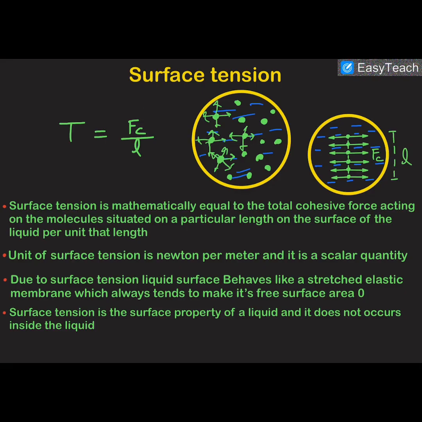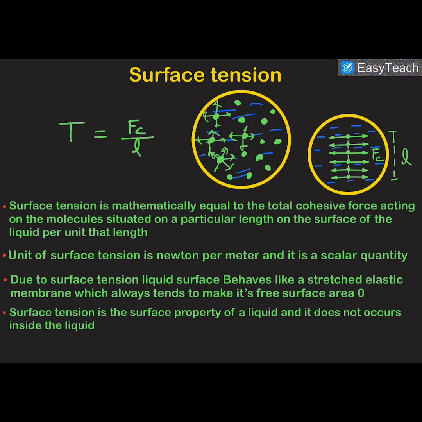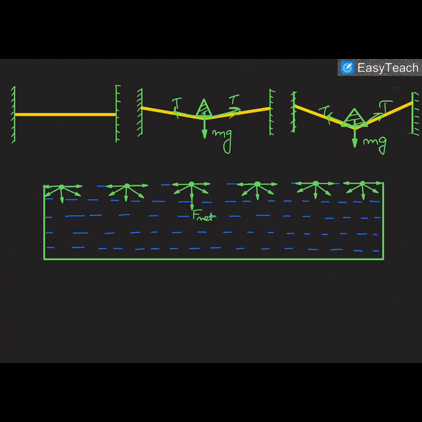And I'll be explaining again why I'm saying that it is tending to minimize its area. So this is the first basic of surface tension. You can take screenshots of these theories to create your notes, and let us move forward.